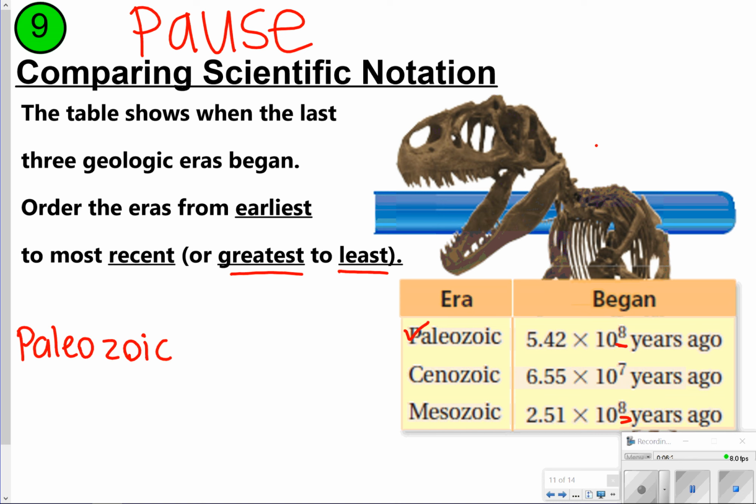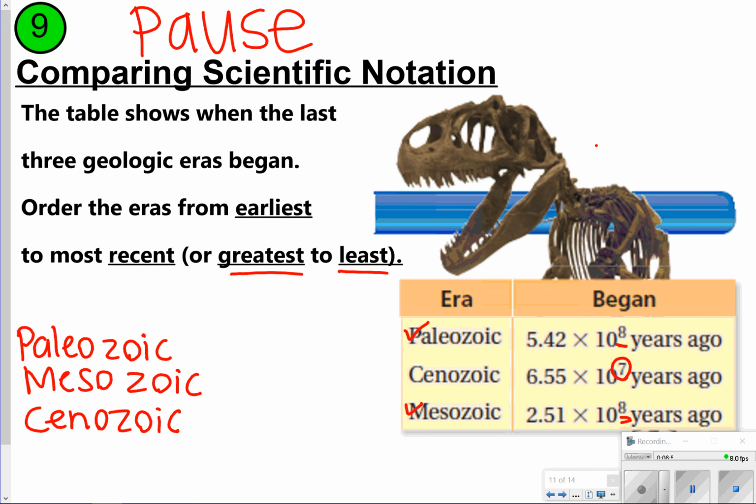Then it would be the Mesozoic. And then last but not least, it would be the Cenozoic. The reason why we didn't even have to really think about Cenozoic is because it had the smallest exponent, so it's obviously going to be a smaller number. How did you do in number 9?